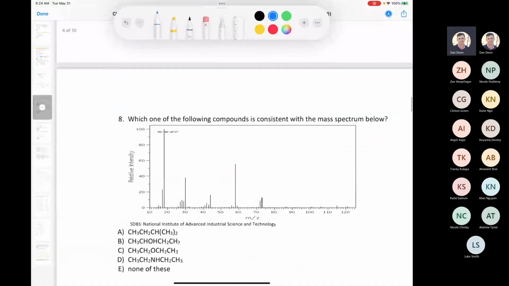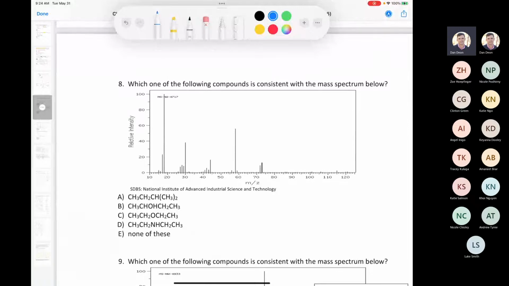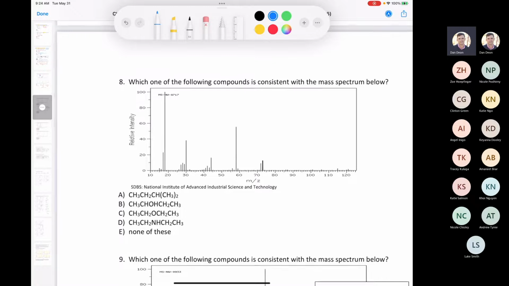There we go. Let's move on to question number 8. Which of the following compounds is consistent with the mass spectrum below? So we got a cool looking mass spec that looks good. Let's see what kind of compounds they gave us.